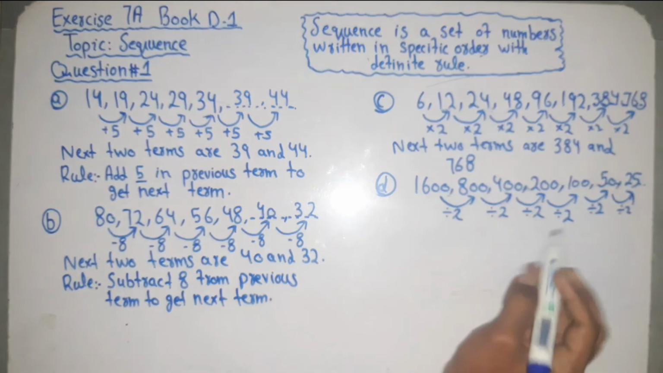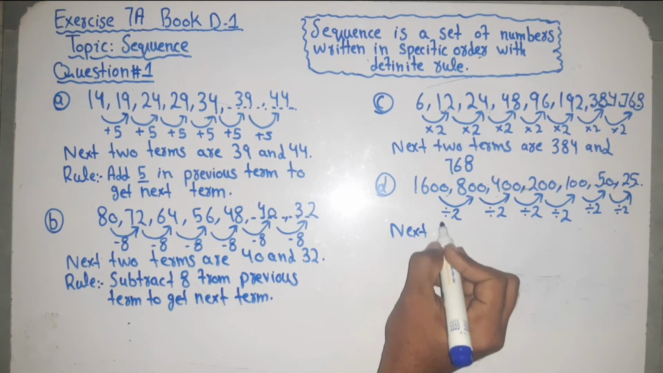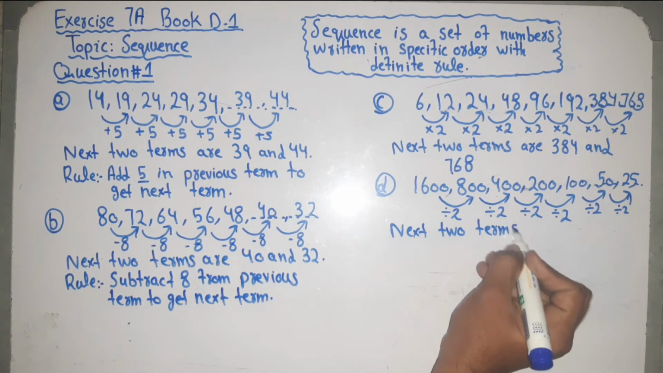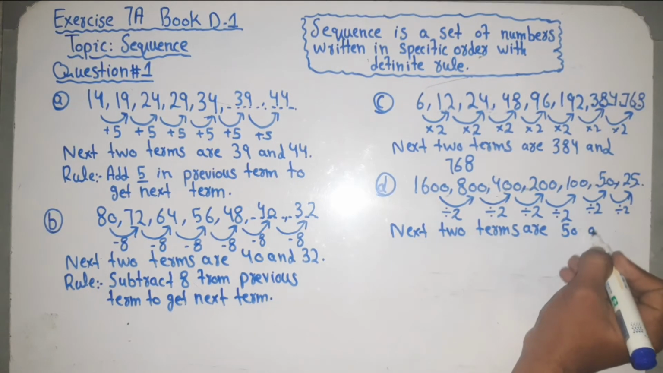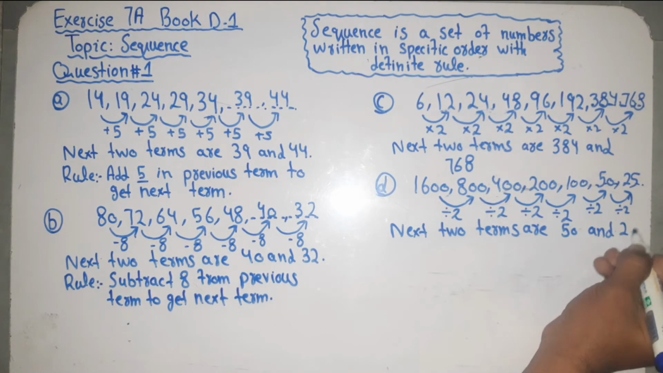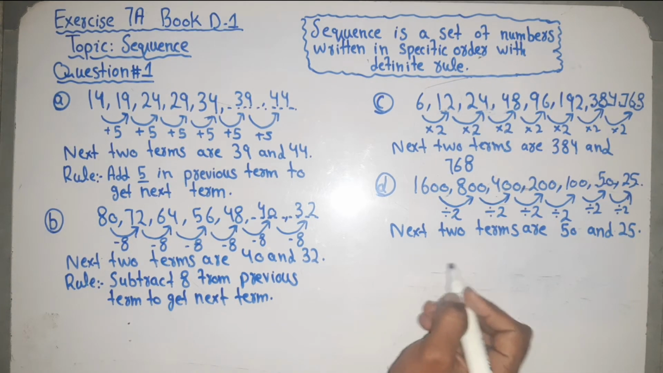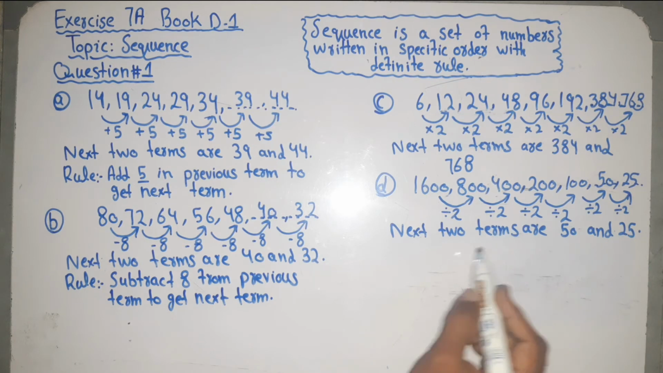So the next two terms are 50 and 25, and the rule is divide previous term by 2 to get next term. Divide previous term by 2 to get next term. So now we will solve part E of this exercise.